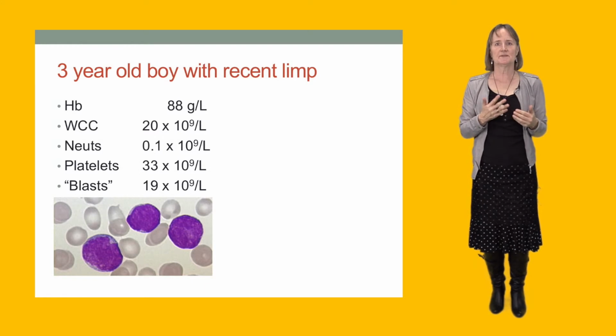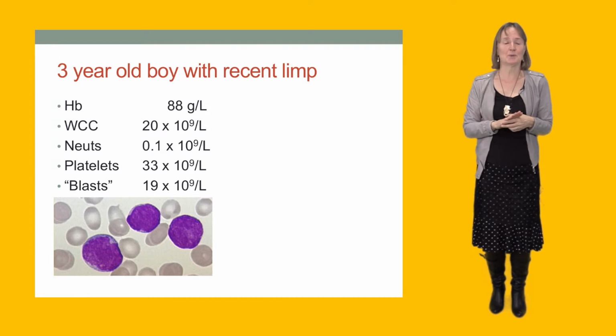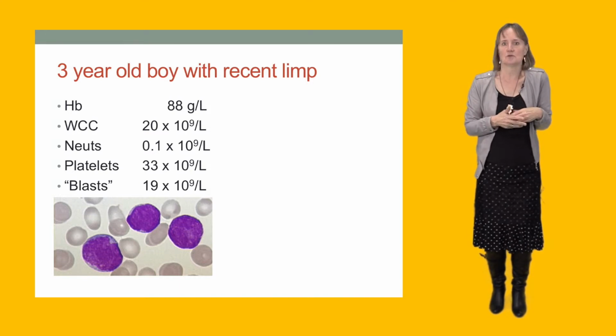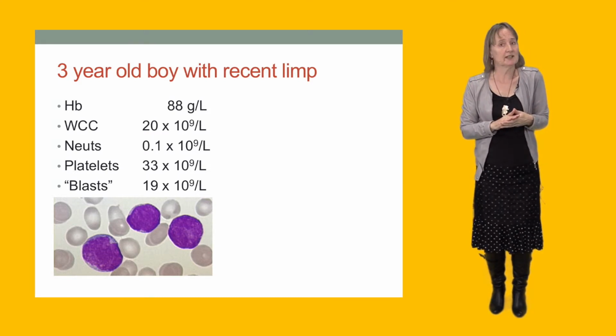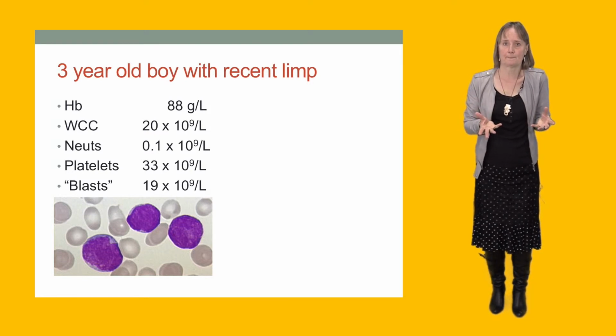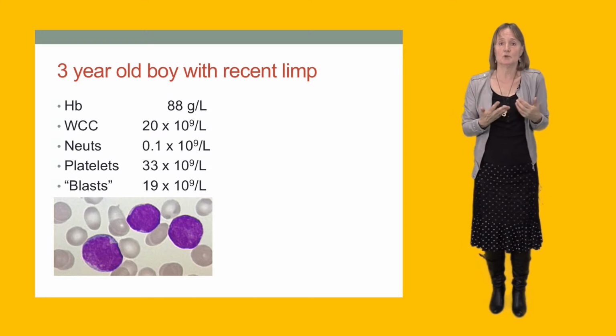To give you just a little bit of a flavour of how ALL does present, this is a very brief case history. So a 3-year-old boy who's recently developed a limp, and he might also have bruising. And he may present to A&E. He might present to pediatrics, he might present to orthopedics or his GP. And if a blood count is done, it's very likely that this is going to be abnormal. And in this case, it's abnormal in many ways.